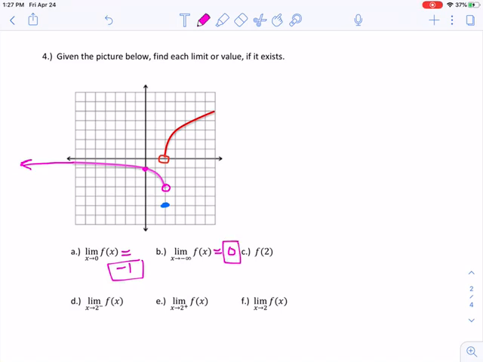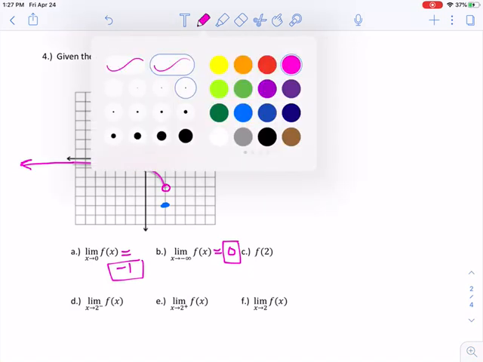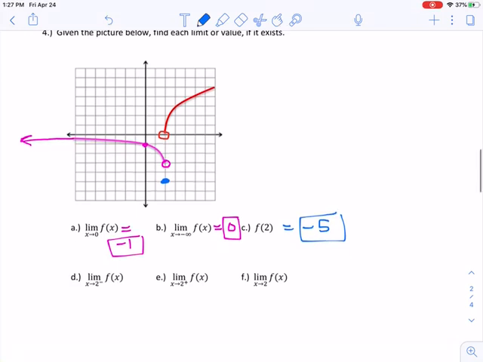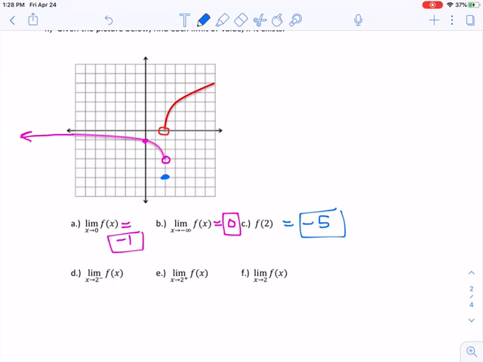C says find f of 2. So if I take a look at when my x-coordinate is 2, my value is down here at negative 5. The value of my function when my x-coordinate is 2 is negative 5. D now wants to take a look and see what's happening at this point 2. So for D, we want to approach the number 2 from numbers less than it. So if I'm approaching 2 from numbers less than it, then I'm going to be on the pink graph. The pink graph is getting closer and closer to a y-coordinate of negative 1, 2, 3.